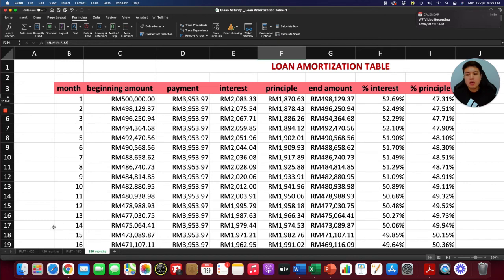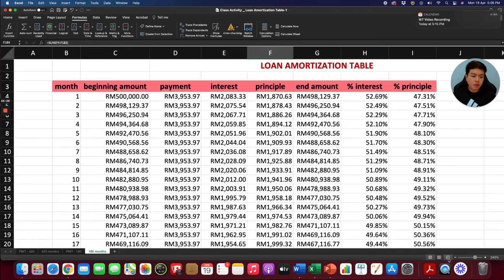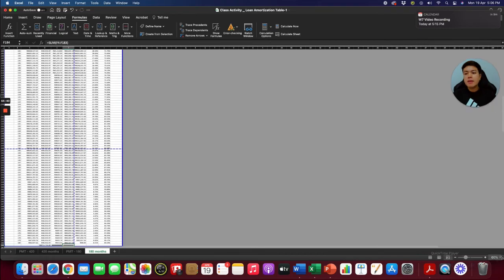Okay. So now the next thing I want to teach you guys is how to print this. So let's say you want to print this. What you can do here, if you notice, this is the view: normal, page layout, and then page break preview. So click on the page break preview.